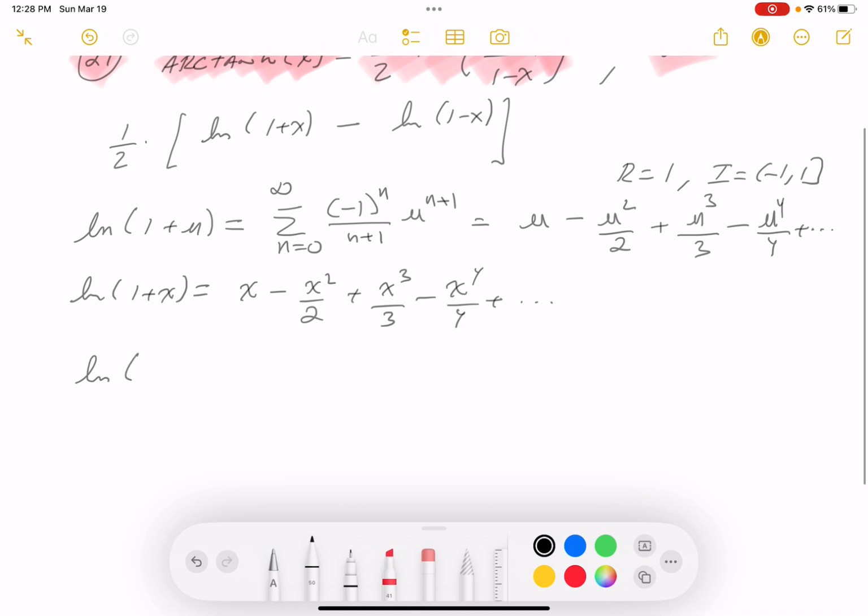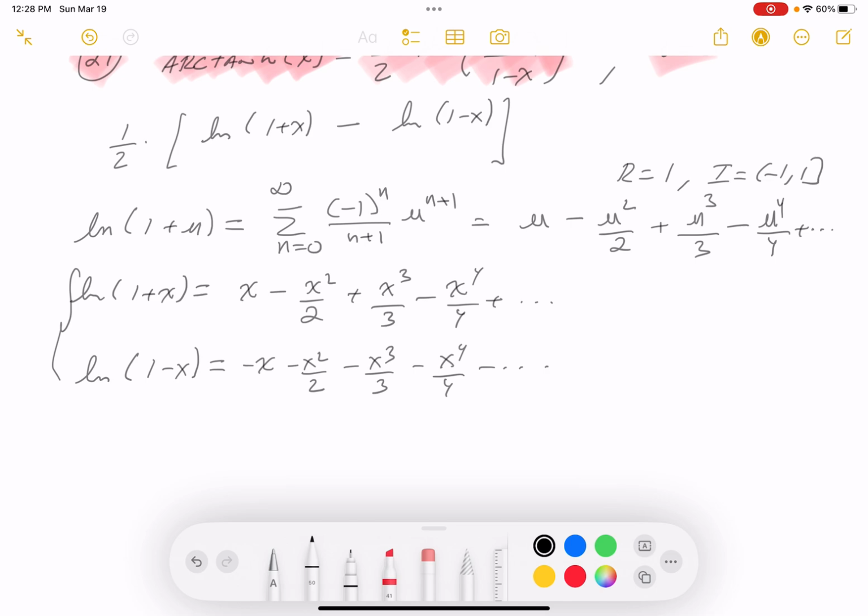The natural log of 1 minus x, I need that. What's that going to be? I'm plugging in minus x, right? And then you get minus x, minus x squared over 2, then minus x cubed over 3, and then minus x to the fourth over 4, minus and so on.